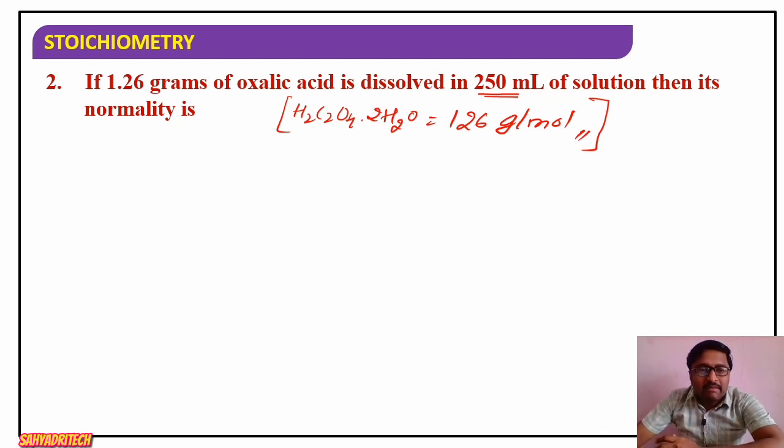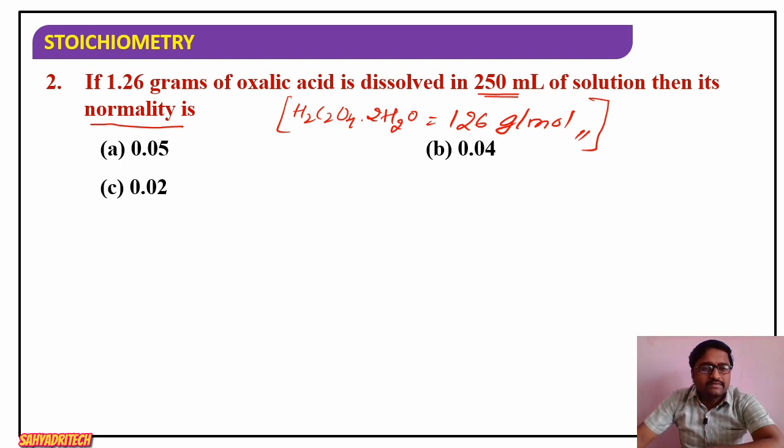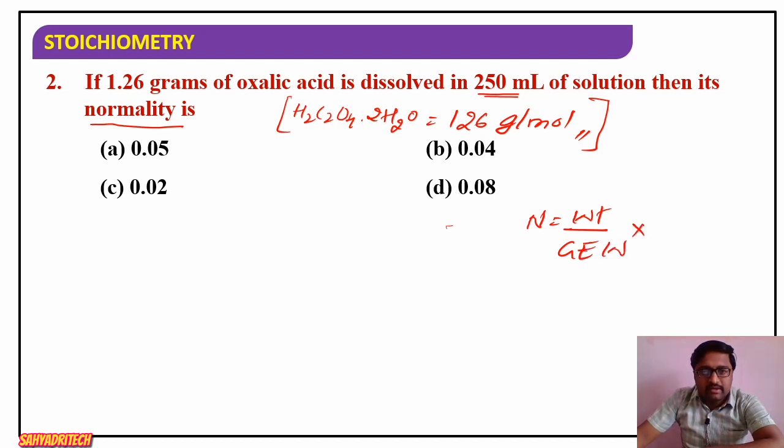Then its normality is, now what are they asking? They are asking normality, right? Yes, we look for the options first. 0.05, second option 0.04, third option 0.02, and the fourth option 0.08. Well, we know the normality formula. So normality is equal to weight divided by gram equivalent weight into 1000 divided by V in mL, volume of solution in milliliters, as given, 250 ml.